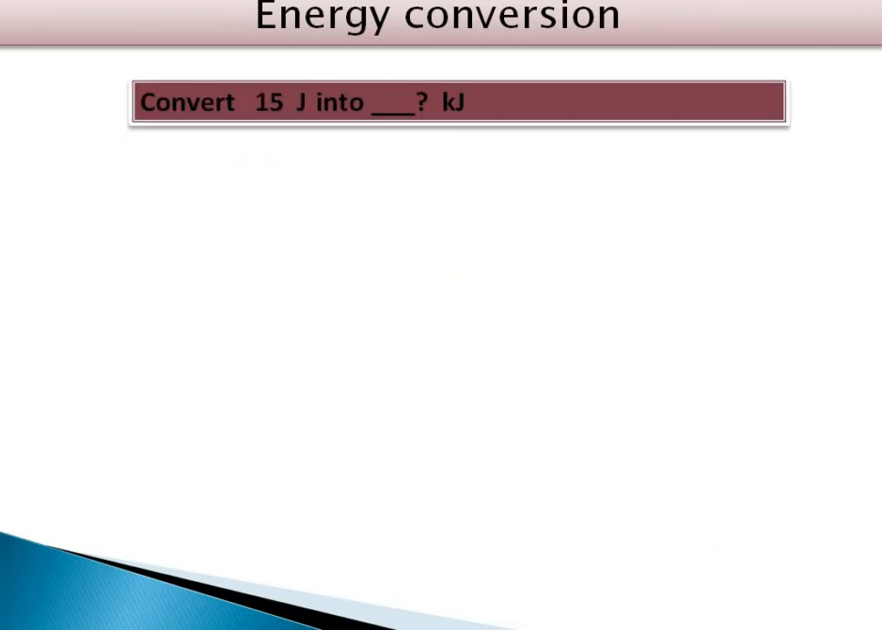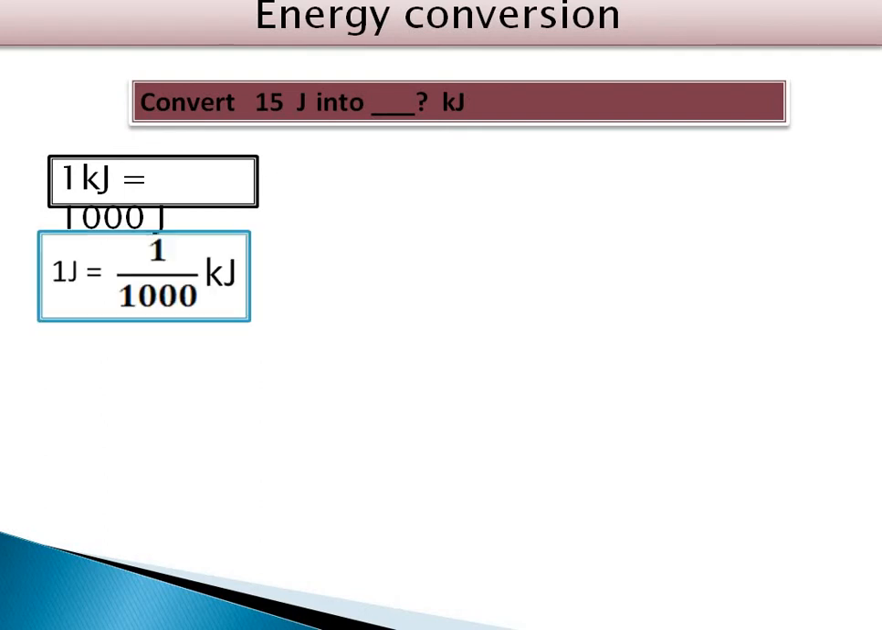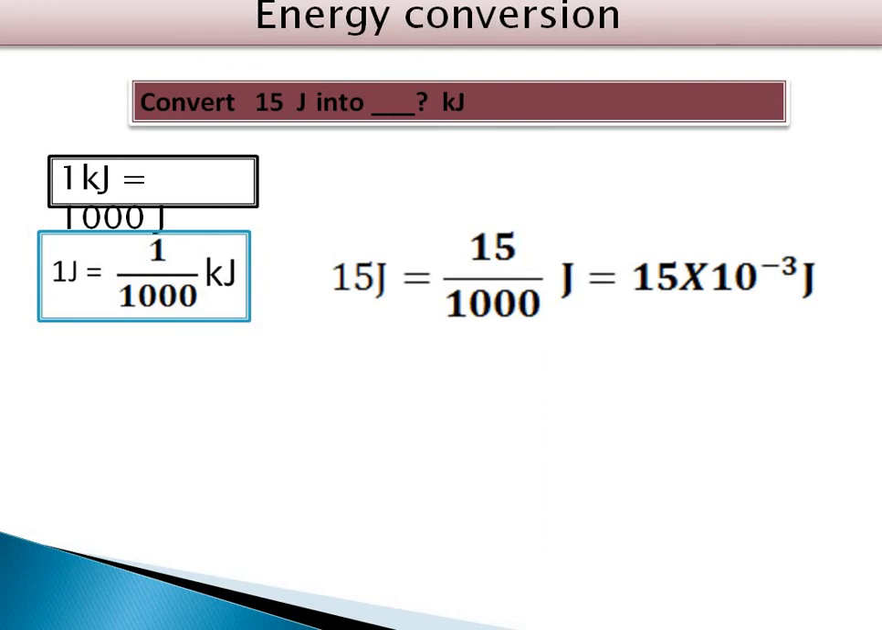Similarly, for energy conversion purpose, convert 15 joule into kilojoule. So 1 kilojoule is equals to 1000 joule. So 1 joule is equals to 1 by 1000 kilojoule. So 15 joule can be written as 15 into 10 to power minus 3 kilojoule.